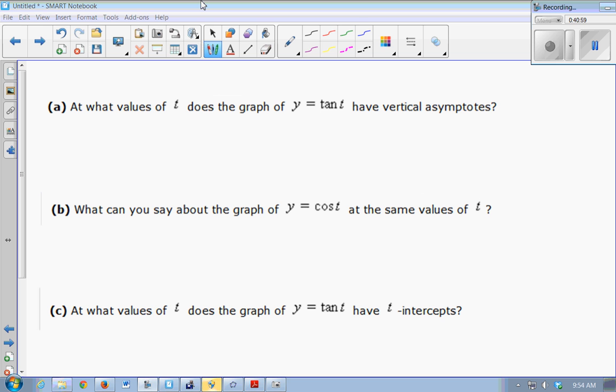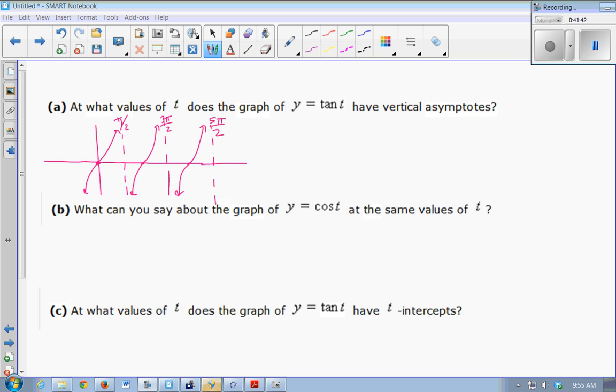All right. At what values of t does the graph of y equals tan t have vertical asymptotes? So you can just look at a graph of this thing to figure out where the asymptotes are. It looks like this. It goes right through the origin, and then there's an asymptote, and it repeats. Okay, so those asymptotes are at odd multiples of pi over 2. So this is pi over 2. This is 3 pi over 2, 5 pi over 2.